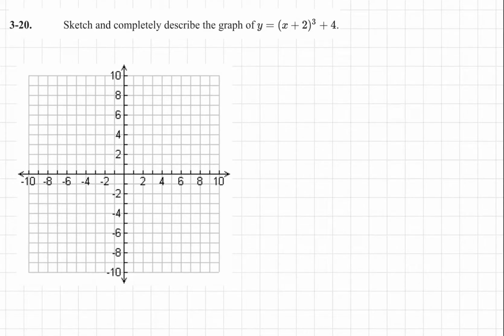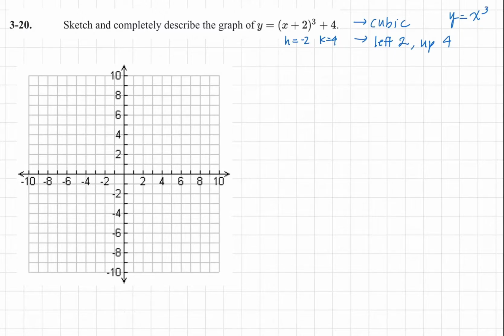Alright, so in this video I'm going to go over homework problem 320, which is from our homework number 13. You were asked to sketch a graph and describe the graph completely for a cubic function. This is a cubic function. And before I start graphing, I would describe its transformation. It looks like h is -2, k is +4, which means that the graph has been shifted left 2 and up 4 from its parent function of y equals x cubed.